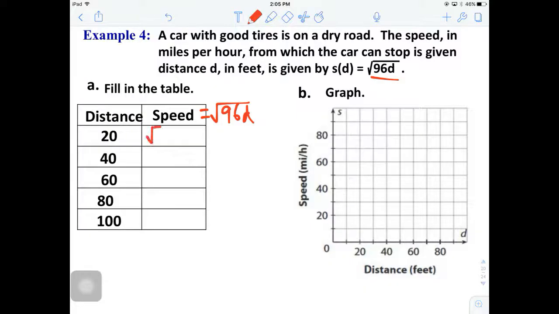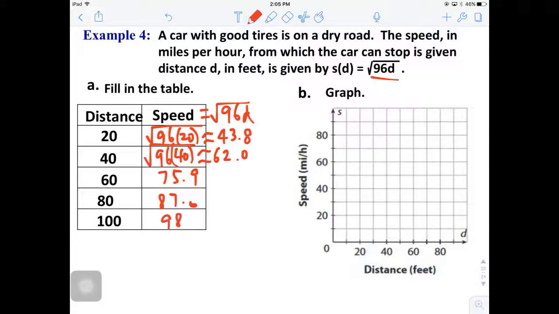So square root of 96 times 20, and take the square root of that. That should give you approximately 43.8. So go ahead and verify with your calculator and then obtain the rest of it. If you do everything the same thing correctly, you will do 96 times 40, take the square root of that. That's going to give you 62.0. And then the next one, you should have 75.9, 87.6. Make sure you guys are following with your calculator.